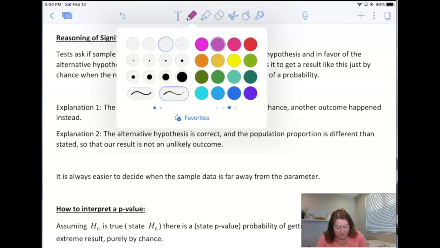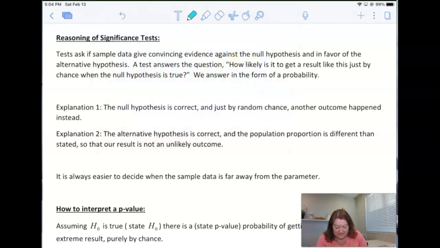There are a couple of key points in here. Whenever we're discussing it, we are always discussing it assuming that the null hypothesis is true. And we always answer this in terms of a probability. So every time they ask you to explain what a test means, you're going to be talking about a probability, and you're going to be relating it to the assumption that the null hypothesis is true.